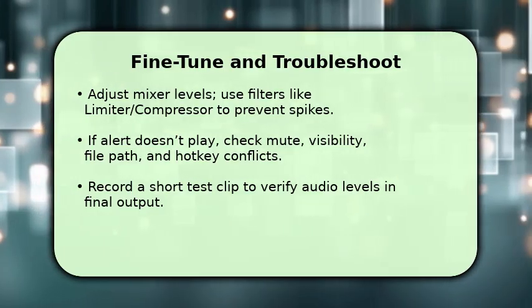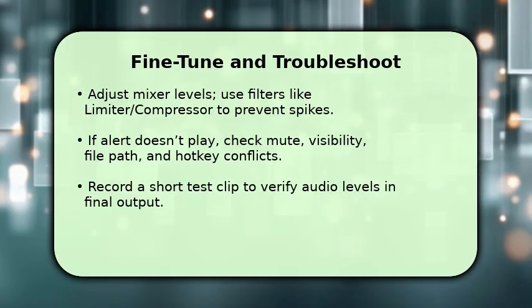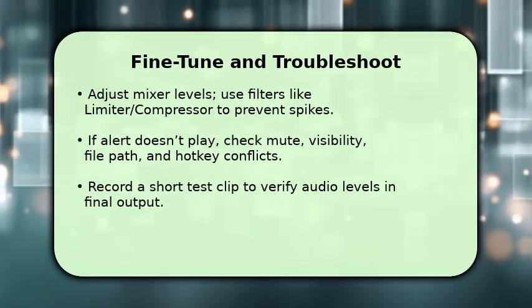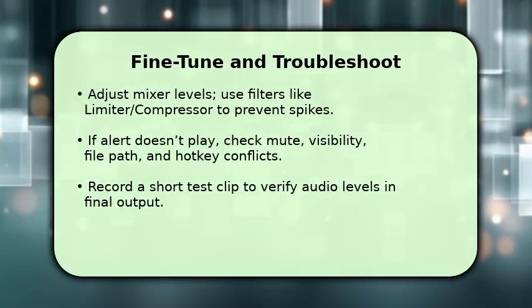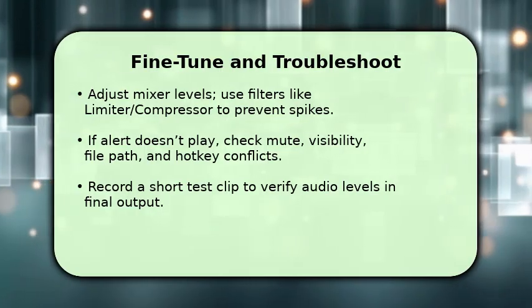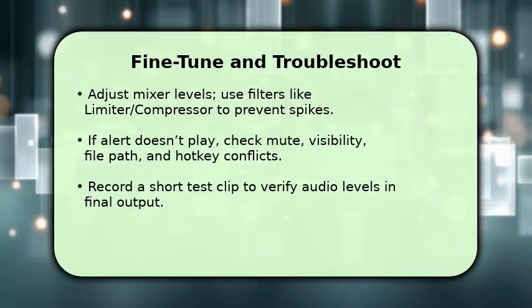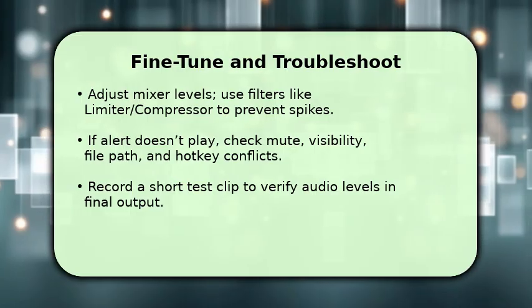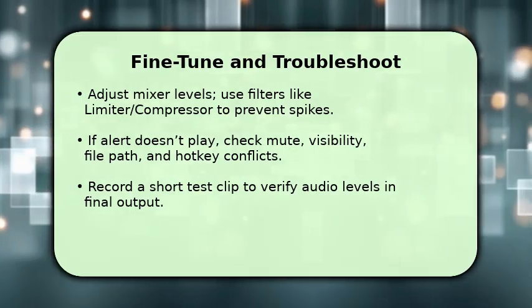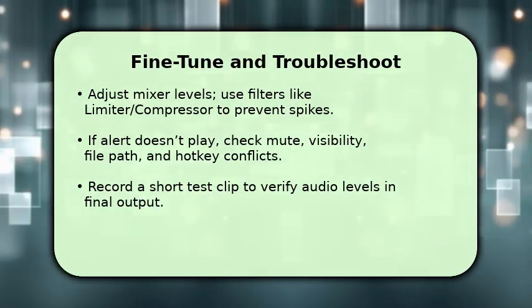If the alert fails, make sure the source isn't hidden, muted, or referencing a moved file. Also verify the hotkey isn't used elsewhere. If problems persist, record a short local clip to observe how the alert is captured. Then iterate on levels and source order until it's consistent.